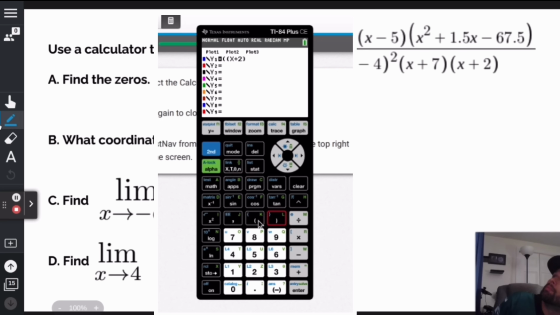And then I have x minus 5, close it. And then I have a quadratic, so x is right there, squared is right there, plus 1.5x, minus 67.5, bada bing. And since I started out with a big left parenthesis, I have to make sure I close that parenthesis. Now the entire numerator is wrapped in parentheses. Hit divided by to create your fraction bar.